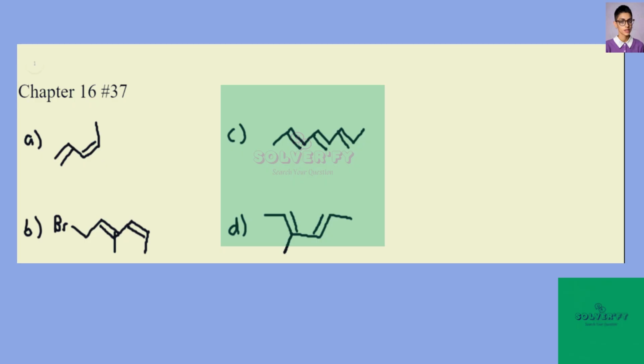So this is a pretty straightforward problem. We do just need to remember how to go from structural features in the name of a compound to actually drawing them, and remember what S-cis and S-trans mean, and just apply that to these four names that were given here. And that's the answer to Chapter 16, problem number 37.